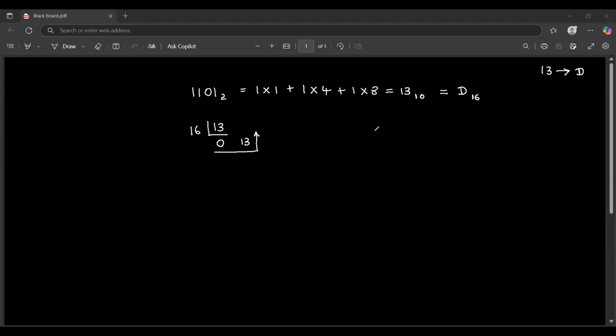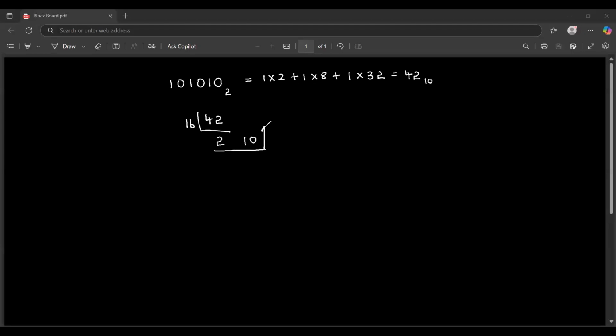Okay, so let's try another question. Let's say we have 11111 to the base 2. We know this is equal to 31 to the base 10. I did this already, so I don't want to do it again. So let's just divide it by 16. If I divide it by 16, I'll get 1 and 15. So if I go from bottom to top, it will be 1 and 15. I know 15 is represented by F. So it will be 1F to the base 16.